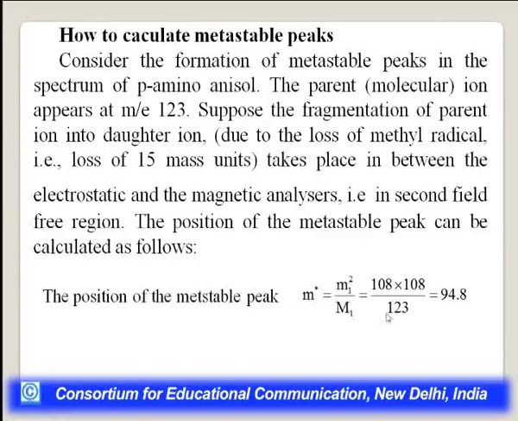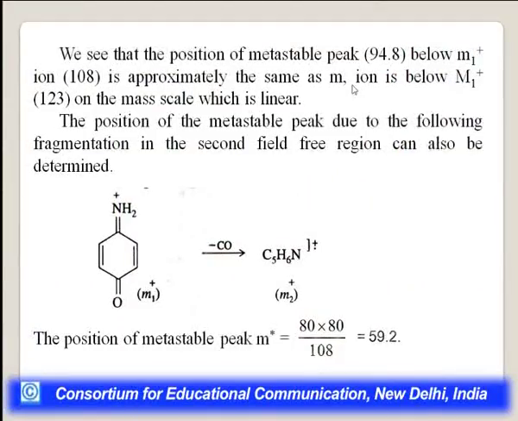Here you can see the molecular ion peak will be observed at a value of m/e 123, and the daughter ion will be available at 108, while the metastable peak we can calculate in this way, and we will get the value of 94.8, which is not very far from the daughter ion. We see the position of the metastable peak below m1, approximately the same as the daughter ion, and it is below the parent ion, that is 123.